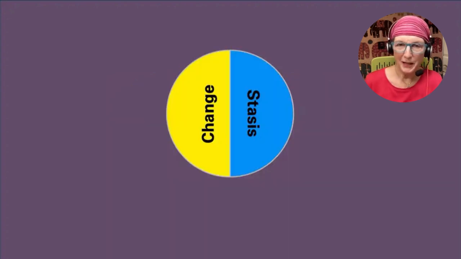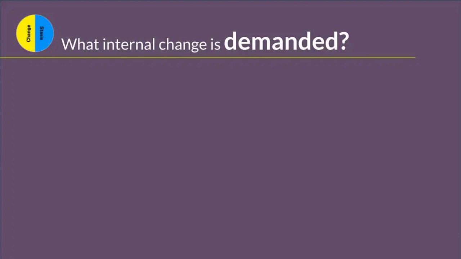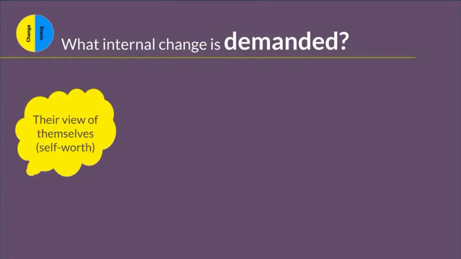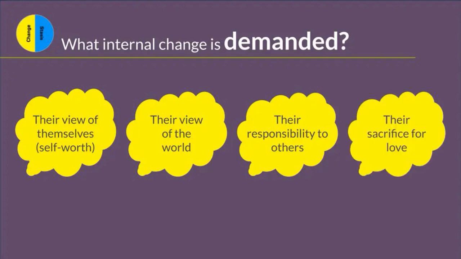The protagonist starts at stasis. Horton starts out splashing in his pool, but he will be demanded to change, as are all protagonists, or we don't have a story. How they are demanded to change, what their change needs to look like, determines the internal dynamic. So the question is, what internal change is demanded? Is it their view of themselves, their self-worth, their view of the world, their responsibility to others, their sacrifice for love?